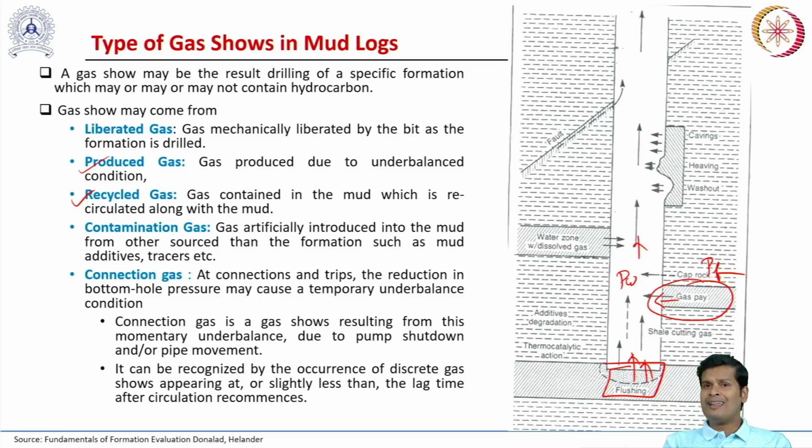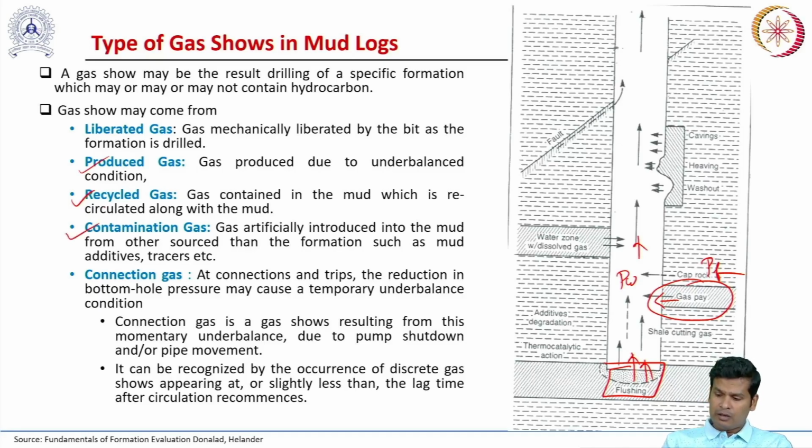So many times, if the well site equipments are not handled properly or they are not operated properly, some gas might remain inside the returning drilling fluid, it may not be removed. So when the drilling fluid is again recirculated, we will again detect the same gas. So recycled gas can also be a source of gas show in our drilling operation.